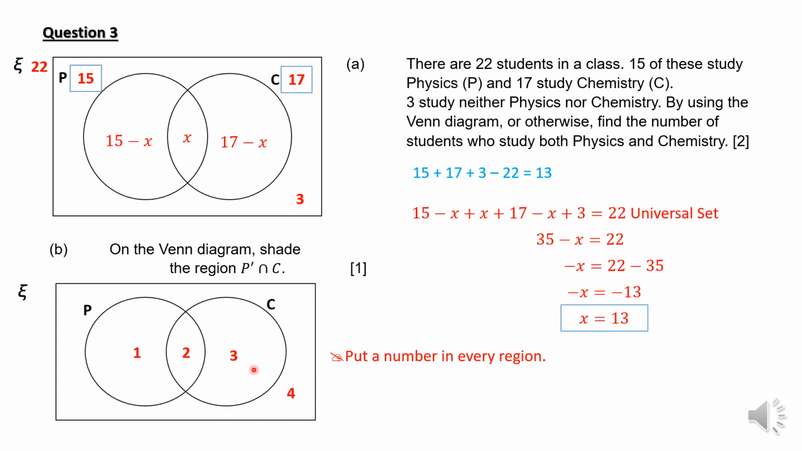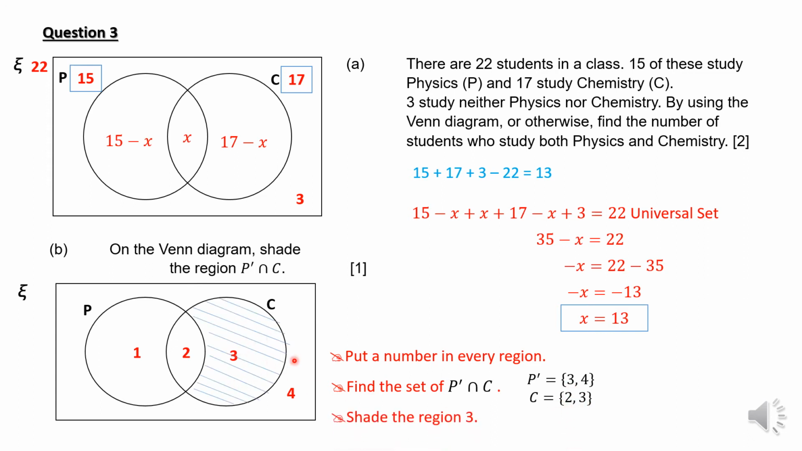And then I'm going to find the set P complement intersection C. Whatever is not in P, I can write down. So I know that 3 and 4 are not in P. And the elements of C are 2 and 3. As you can see, they have the 3 in common there. So that is the region that we are supposed to shade. That's one way of dealing with that particular question.